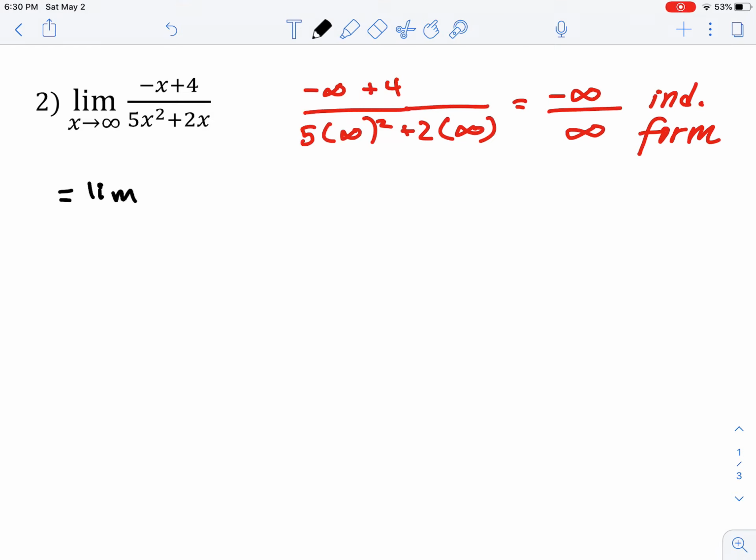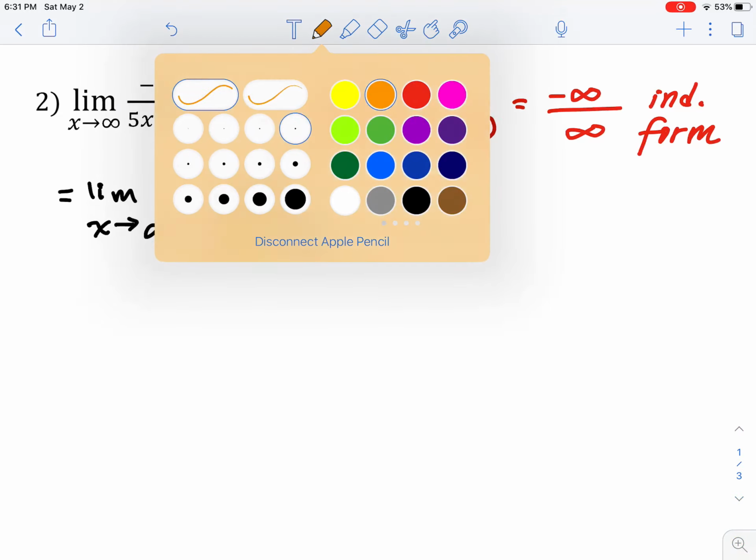So we've done this a couple times now. So let's write an equivalent limit statement. The limit as x approaches infinity is negative x plus 4 over 5x squared plus 2x. And let's just go ahead and divide each term by the highest power of x in the denominator, all right? This is a common technique that's going to be used when you're dealing with rational functions and you're trying to find a horizontal asymptote. Find the highest power of x in the denominator.